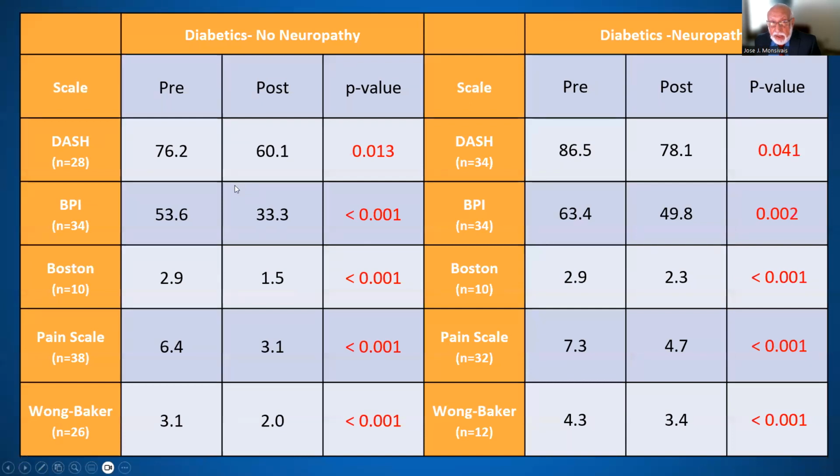When we compared diabetics with neuropathy and without, we saw that the result was worse in diabetics with neuropathy, as expressed in the DASH and BPI questionnaire scores. Significance is that the numeric pain scales and the Wong-Baker scales show statistically significant values.